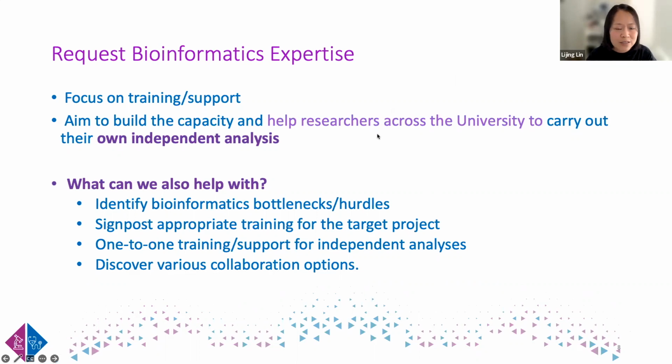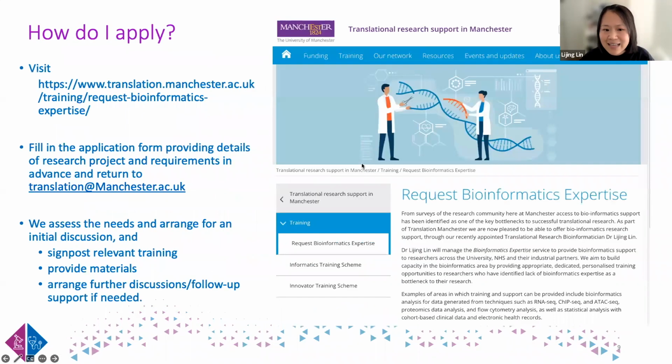And how to apply for our service? You can go to our website, and what's required here is you to fill in an application form, providing us more details about your project and help you assess your need. We will then arrange for an initial discussion. Either we will signpost relevant training or provide relevant materials. We are not stopping here. We will also arrange further discussion or follow-up support if needed. So this is the Bioinformatics Expertise Request Service.